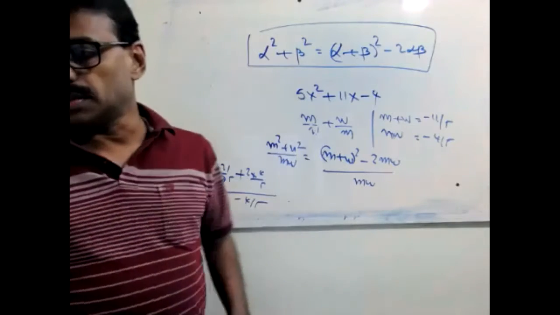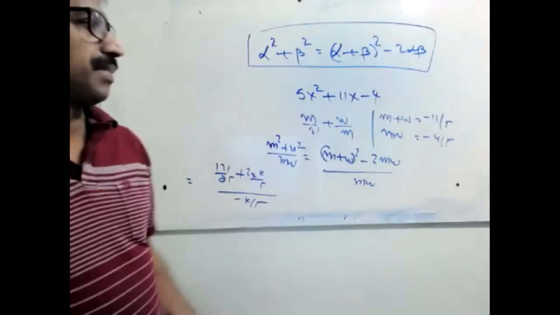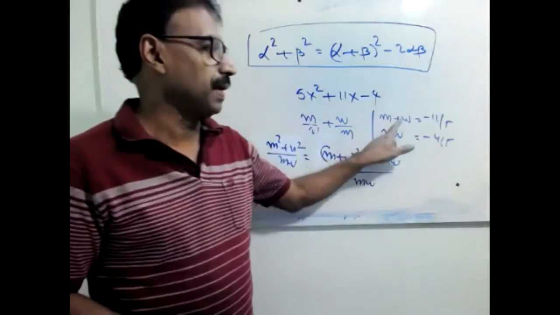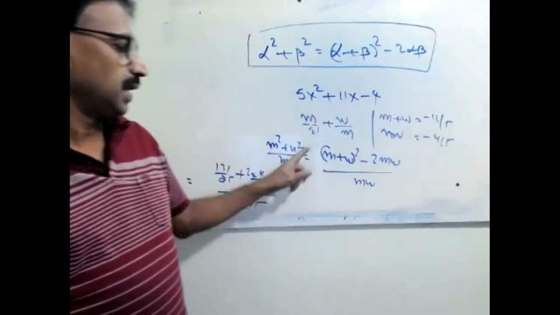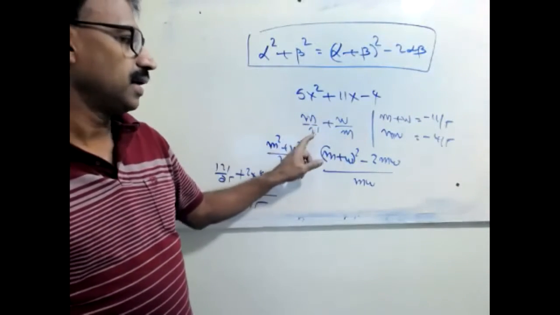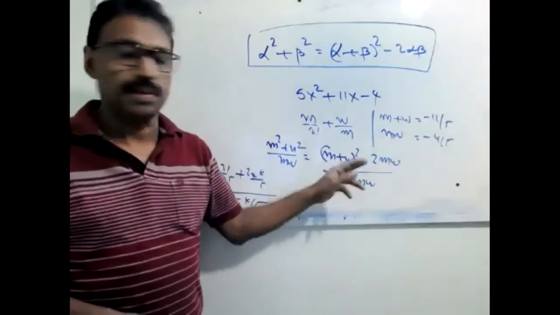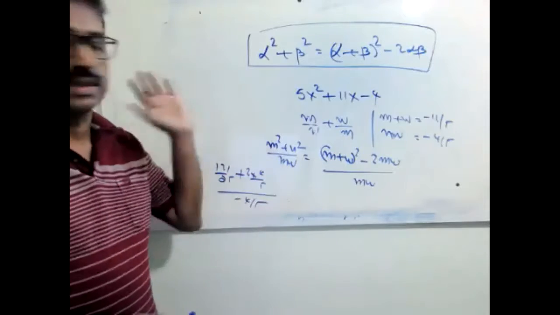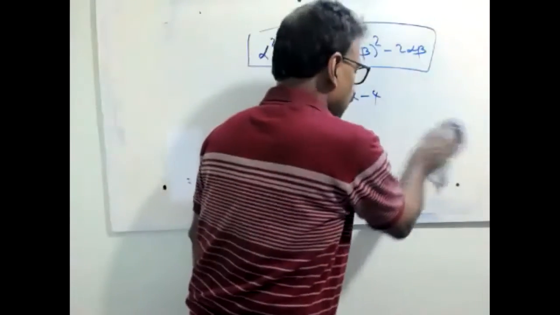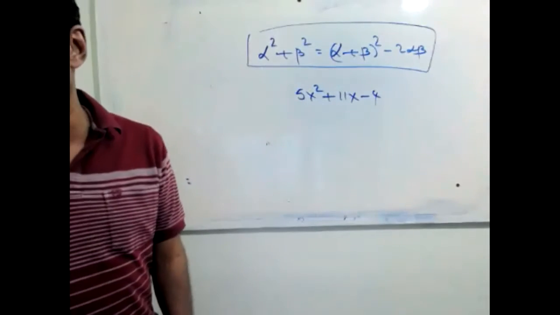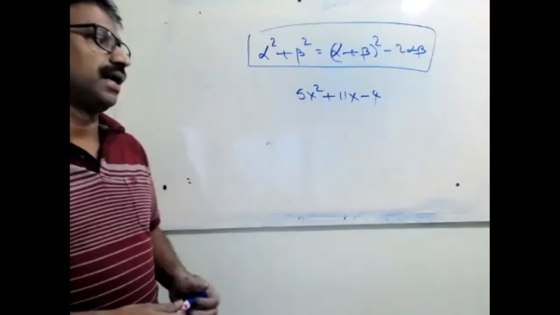Okay, look here. Those who have a severe problem with splitting the middle term can use this method. First write m plus n is minus 11 by 5, mn is minus 4 by 5. Then the LCM gives m square plus n square divided by mn. But we know that m square plus n square is m plus n whole square minus 2mn, by mn. Just substitute these values and you get the answer. Sometimes you have to use this method only. Some questions we cannot split, so we have to use this method only.